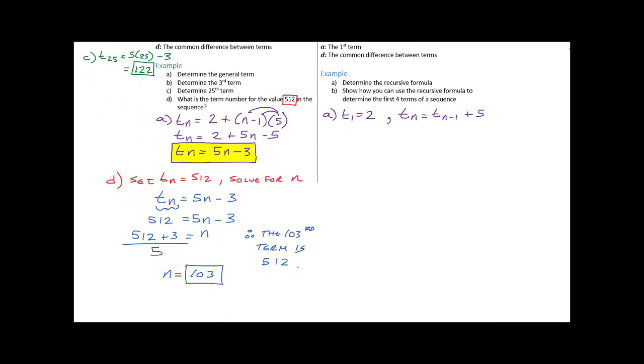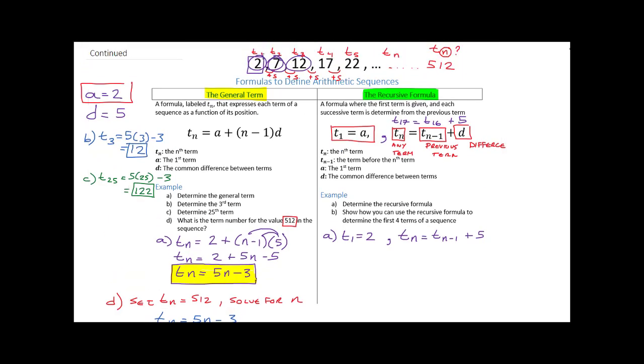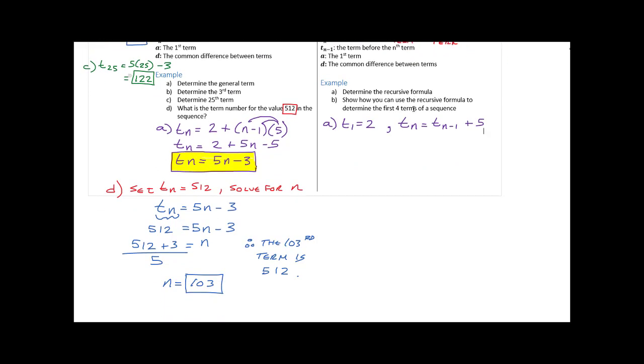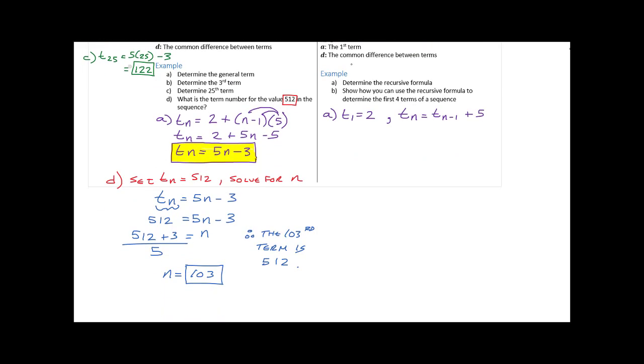Okay, so this formula is way less useful, but it's more about learning how to read it. So if someone came along, we already know the first 4 terms of the sequence. We already know it's 2, 7, 12, and 17, but I want to just show you really quickly on this one. Someone says, show how you can use the recursive formula to find the first 4 terms. Let me show you what that means. So we already know term 1 is 2. Check. There's the first one.